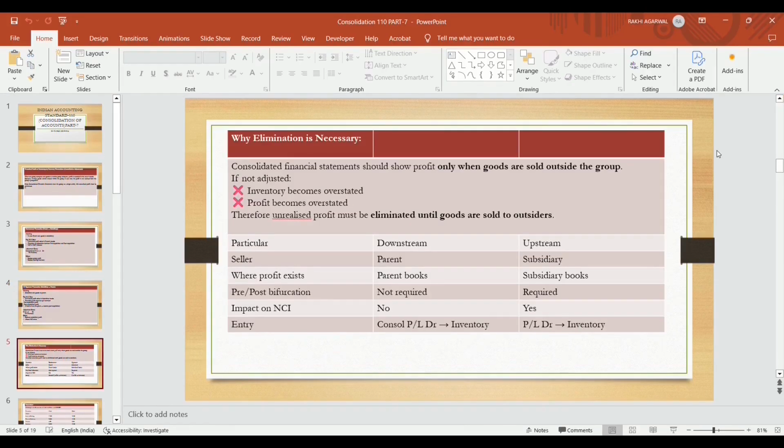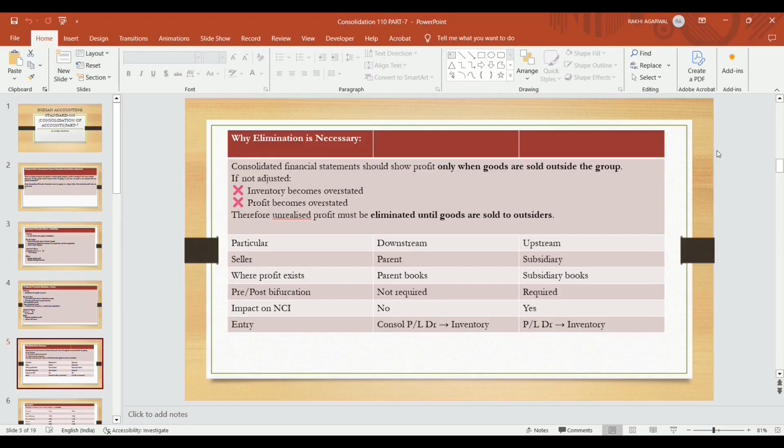Why is elimination necessary? Because the consolidated financial statement should show profits only when the goods are sold outside the group. Only when the goods are sold outside the group should the consolidated financial statement show profits in its books. If elimination is not done, then inventory becomes overstated and profit becomes overstated. Inventory will remain inflated and profit will also remain inflated. Therefore unrealized profit must be eliminated until the goods are sold to an outsider.